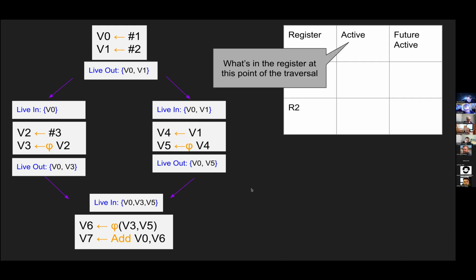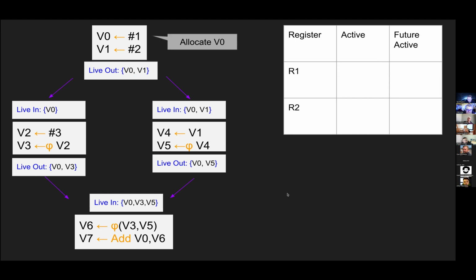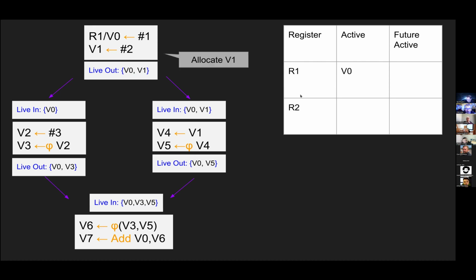So the active is what's in the register at the point of the traversal. And the future active is what can be in the register at some later point of the traversal. So the first thing we're going to do is allocate v0. We had 2 registers, R1 and R2, and R1 was free, so we just assigned v0 into R1.